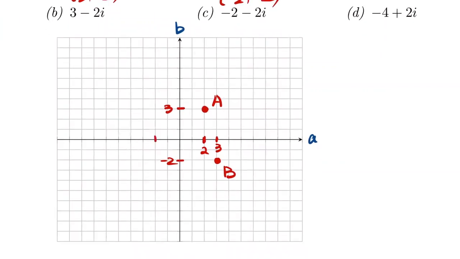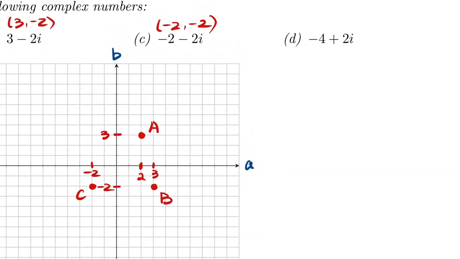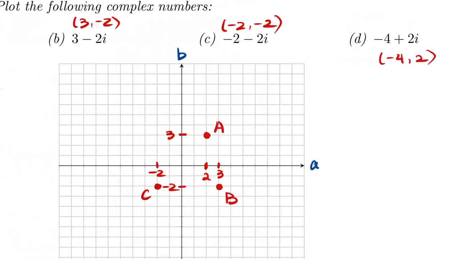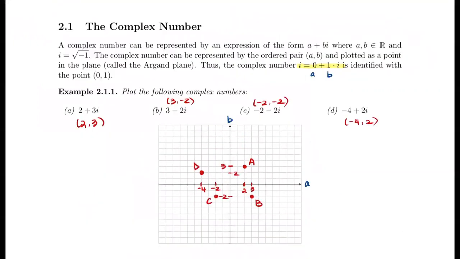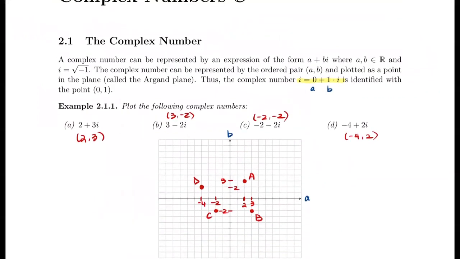So if we have -2 on this side, this coordinate here is our c. And the last one, d, is -4 plus 2i, which is the same as the ordered pair (-4, 2). So -4 is over here, and 2 is up here. So that's point d. That's the plot on the complex plane, or the Argand plane.